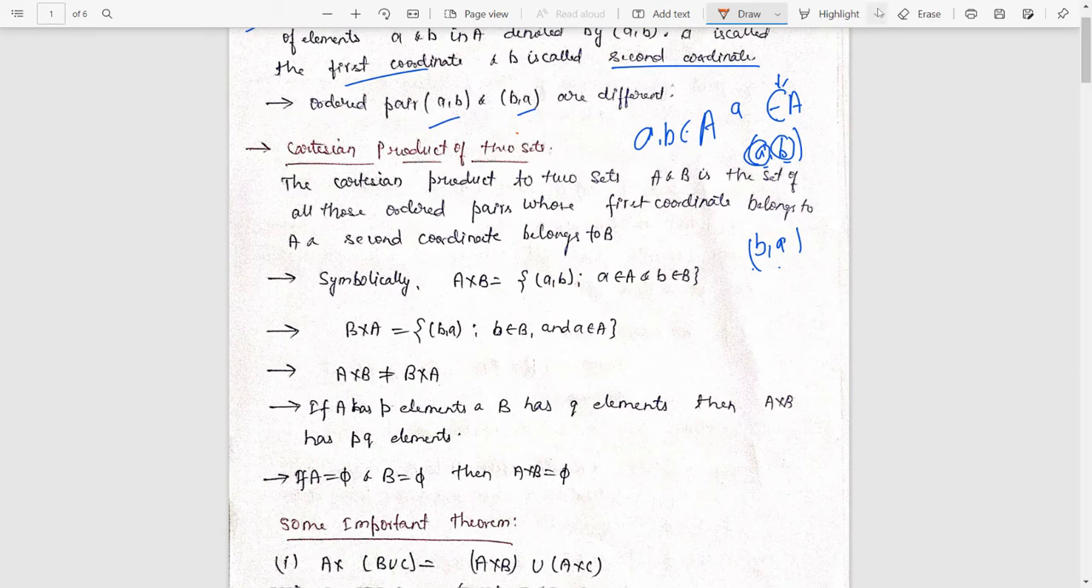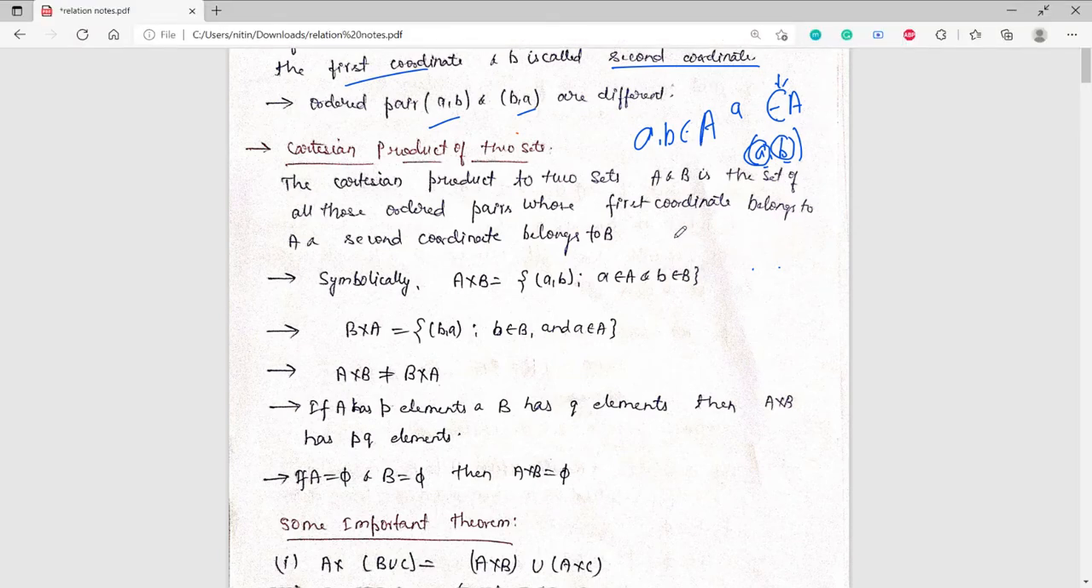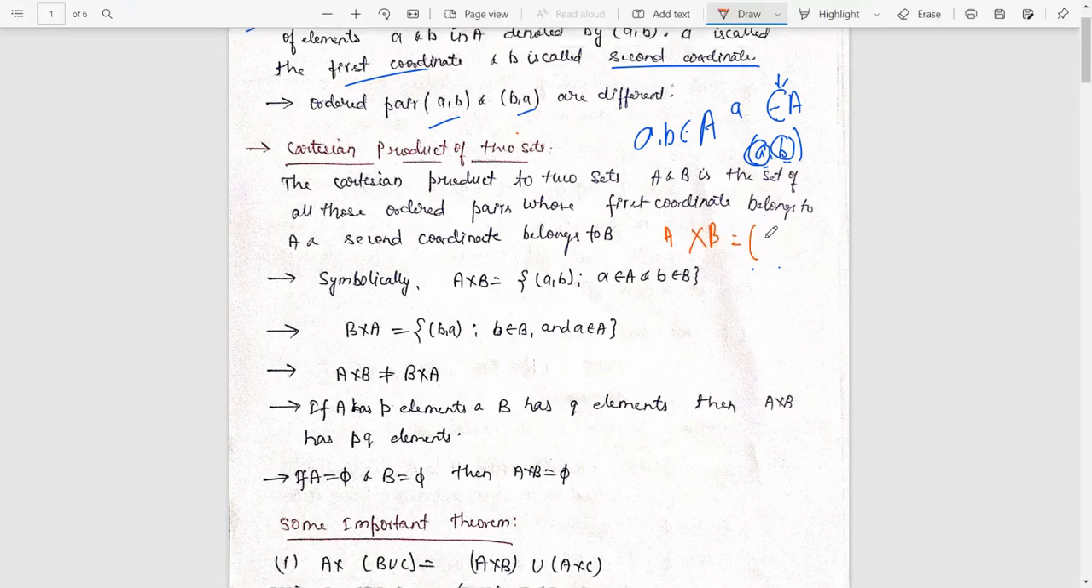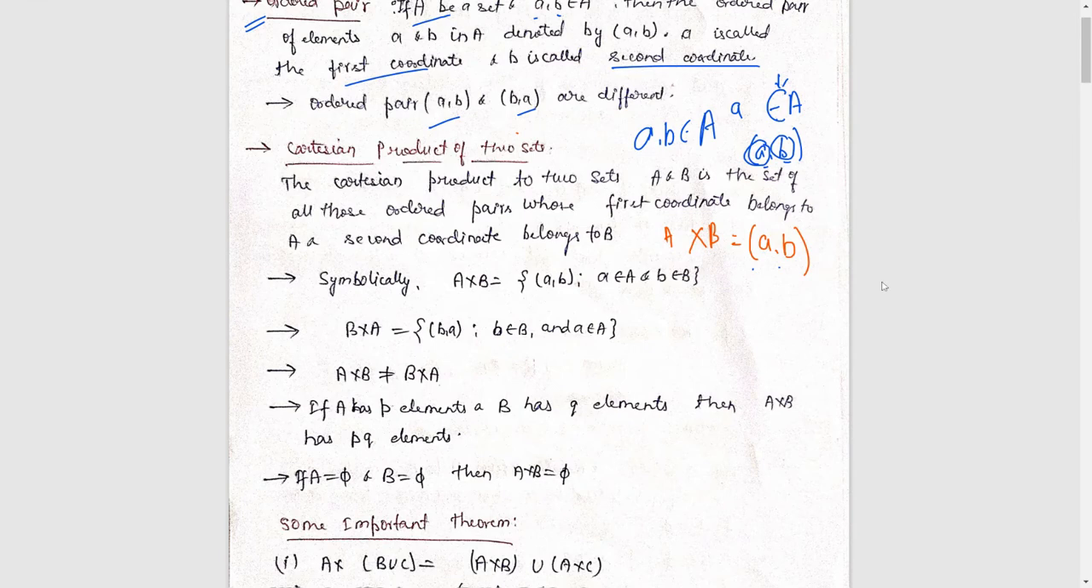The Cartesian product of two sets A and B is the set of all ordered pairs whose first coordinate belongs to A and second coordinate belongs to B. It means that A is a set and B is a set. So A cross B means it will be an ordered pair where the first element belongs to set A and the second element belongs to set B. Let's see an example. Let's say A is the set {1, 2} and B is the set {a, b, c}.